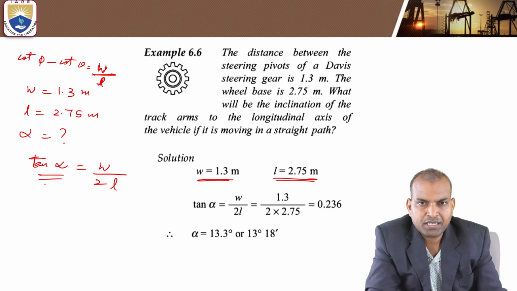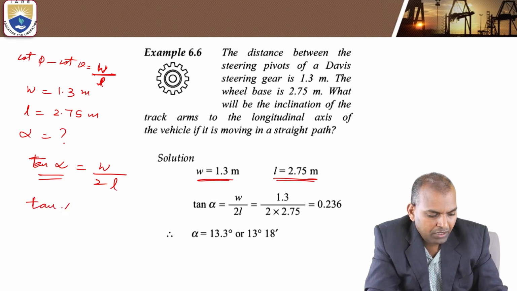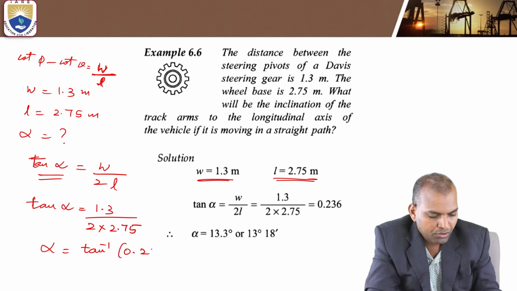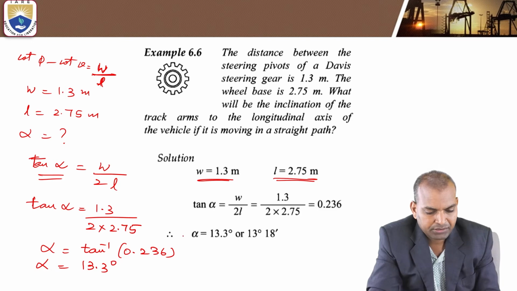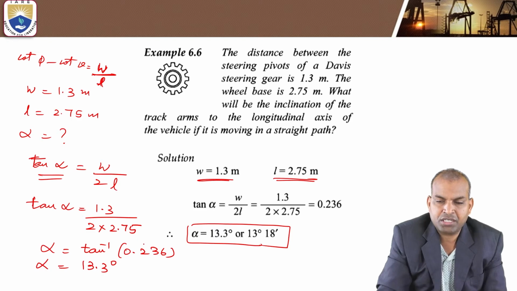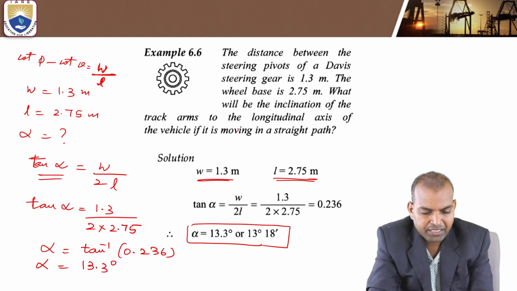Now we want tan alpha. Tan alpha equal to W by 2L, that is 1.3 by 2 times 2.75 meters. Then alpha equal to tan inverse of that value, which is 0.236, that equals 13.3 degrees. This 13.3 degrees is the inclination of the front wheels to the longitudinal axis of the vehicle, the inclination of the arms, that is alpha.